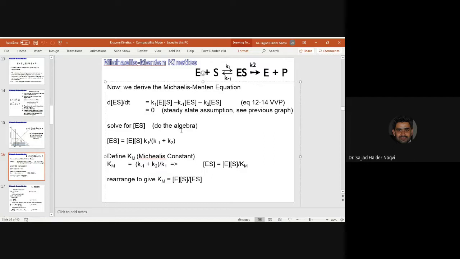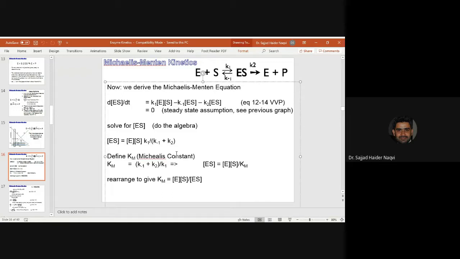Now we solve for ES, the enzyme substrate complex concentration, which is equivalent to the concentration of the enzyme times the concentration of the substrate. We just take out this ES and rewrite the equation to get ES equal to E times S times K1 divided by K minus 1 plus K2. It's just a rearrangement. We have rearranged this equation and separated the enzyme substrate concentration. Now define Km. You have been told what the Km is.